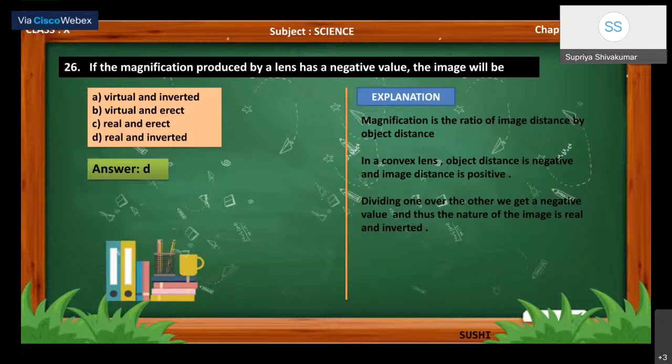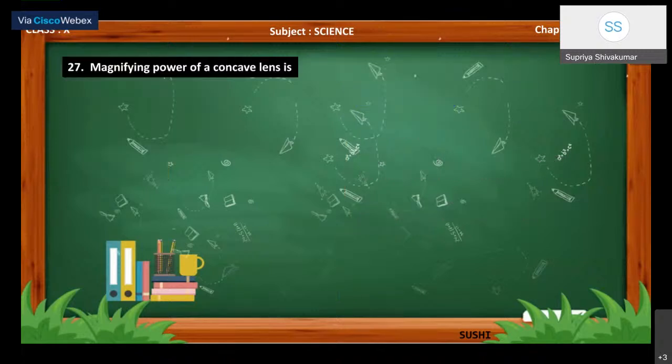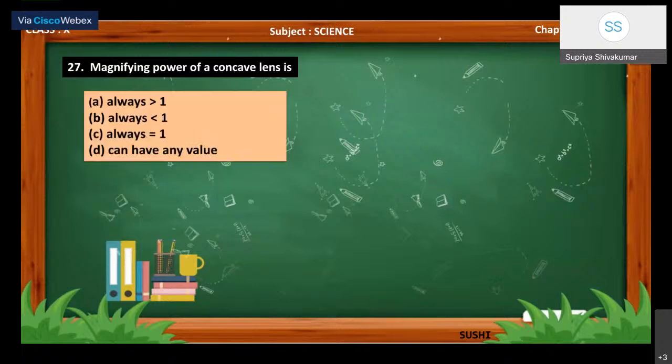So illi solpa hatra maadibidtira, solpa cool aagi yochane maadi makla. Okay, next, moving further, 27th question. Magnifying power of a convex lens is answer. Question is a concave lens.